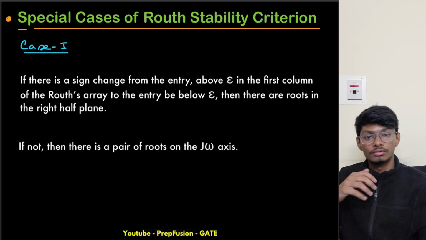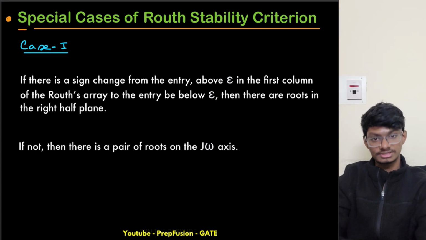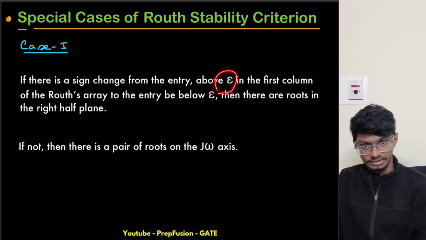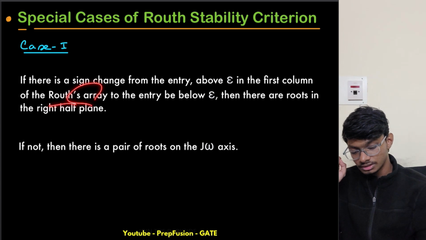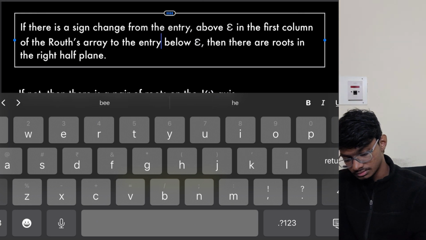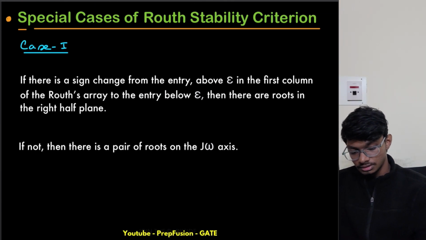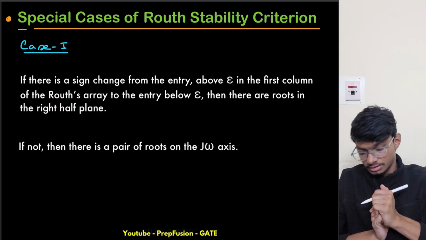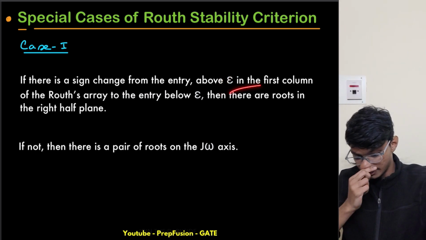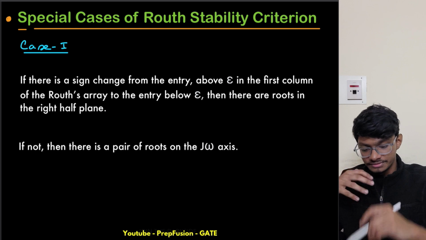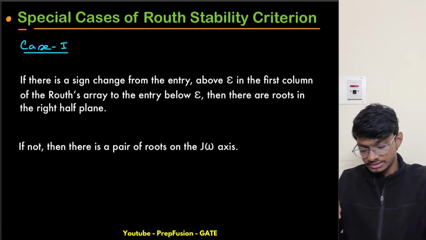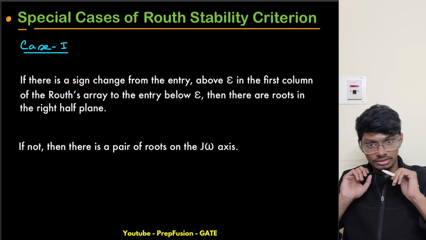Now it will tell us what happens if there is a sign change. Let's read this statement first. If there is a sign change from the entry above epsilon in the first column of the Routh array to the entry below epsilon, then there are roots in the right half plane. This is basically deciding between roots in the right half plane or on the j omega axis. Let's see.